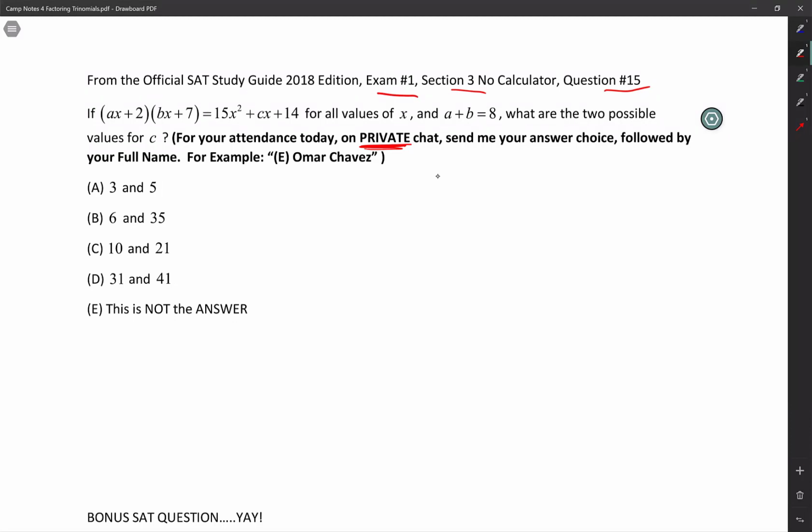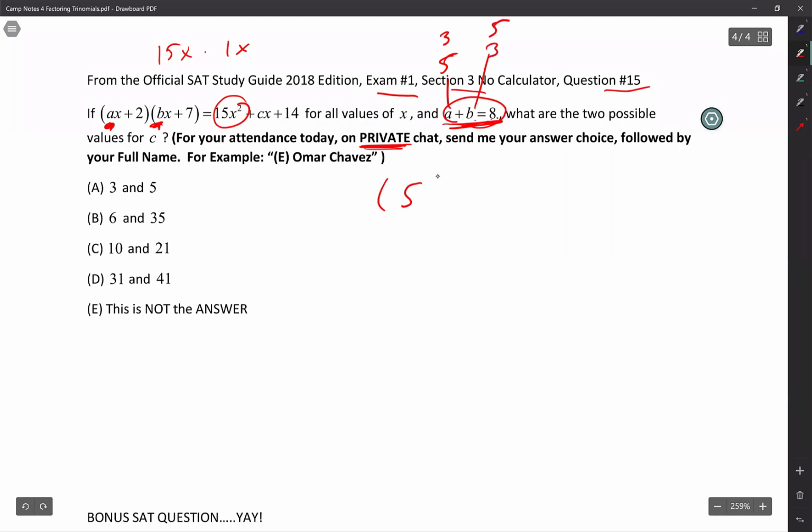So they're already telling you that a plus b equals 8, and they're telling you exactly where a is at. a is here, b is there. So there's only one way to get a 15x squared if they're telling you that a plus b is 8. Only one way, guys. So that's the big hint. Instead of saying 15x times 1x, because they tell you a plus b is 8, and there's a and here's b, that means that it must be 5 and 3, or it could be 3 and 5. So let's see. 5x plus 2, 3x plus 7.